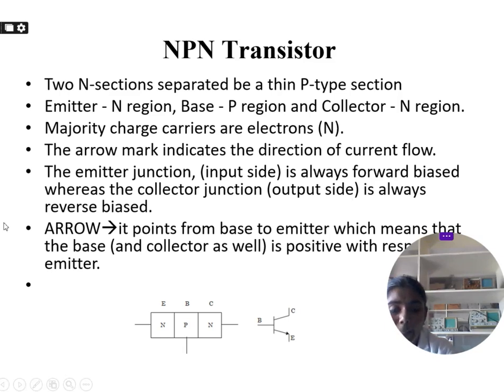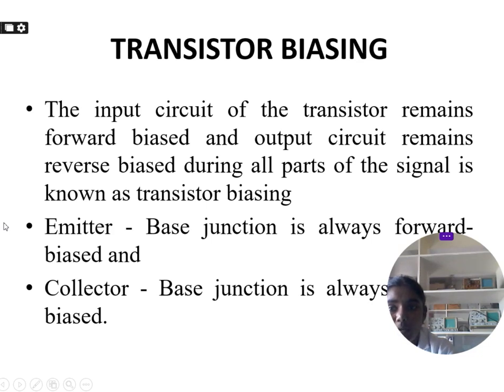Next, transistor biasing. Transistor biasing means that the input circuit of the transistor remains forward biased and the output circuit remains reverse biased during all parts of the signal.